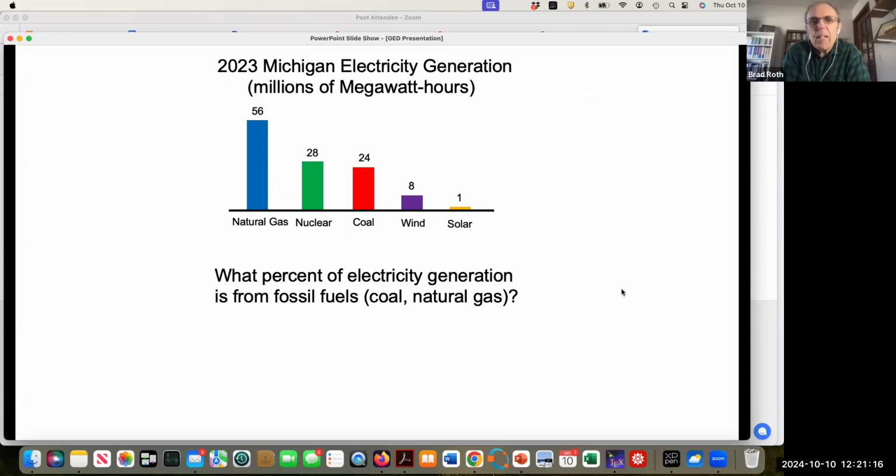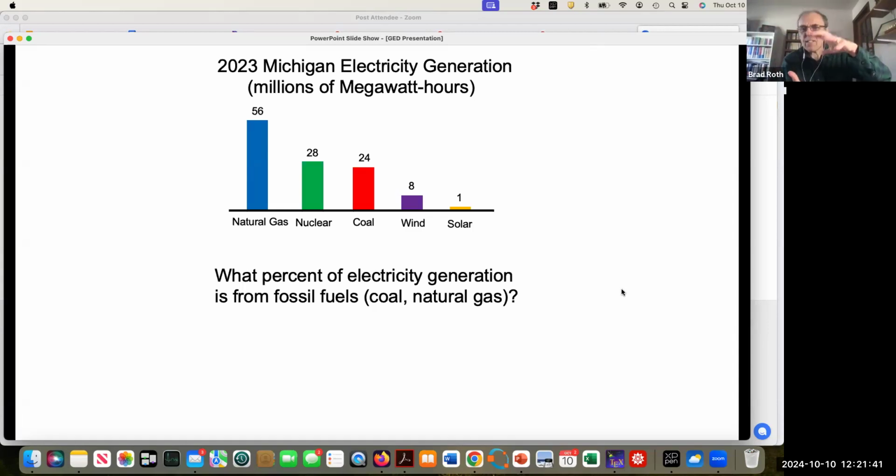All right, now, this is an example that might come from, say, the environmental science section of the social studies test, or maybe the science test. This is the 2023 Michigan electricity generation in millions of megawatt hours. And remember, these are going to be questions. They're not going to ask you, how many megawatt hours generation of coal in 2023. They're not going to ask you a question like that.